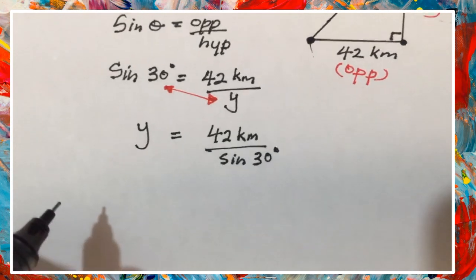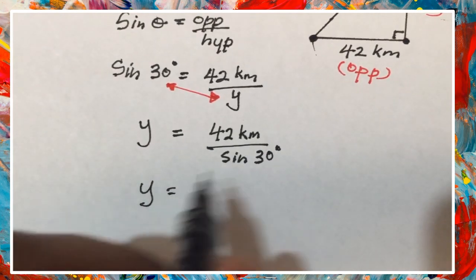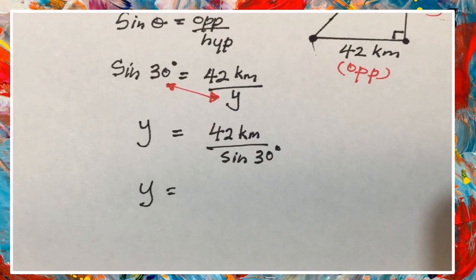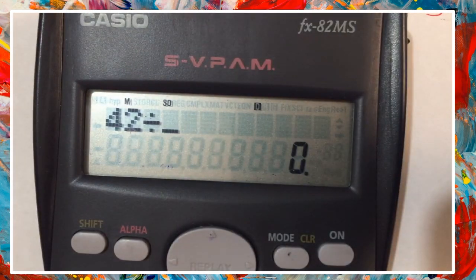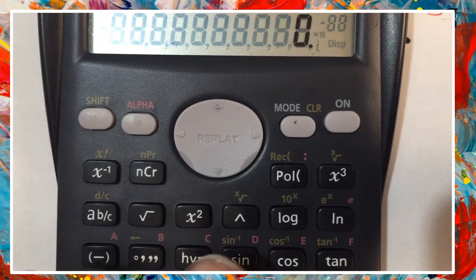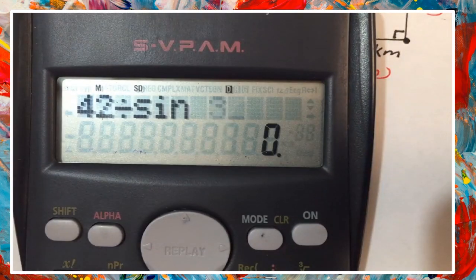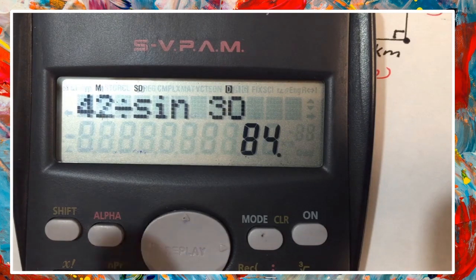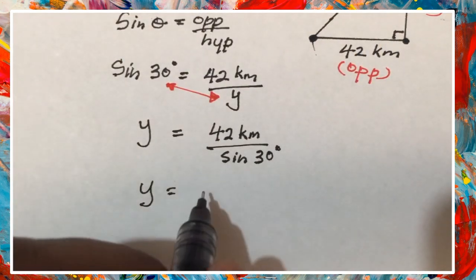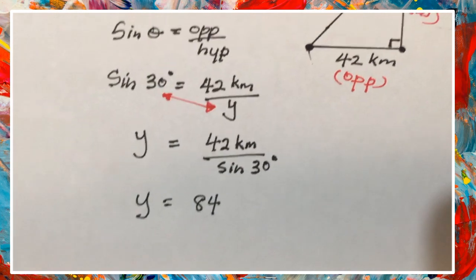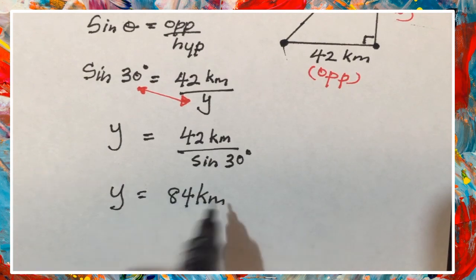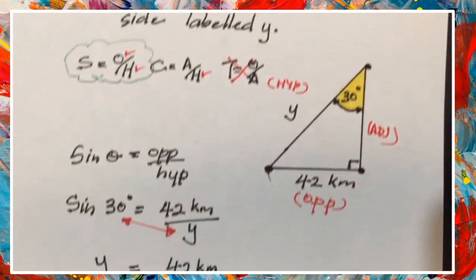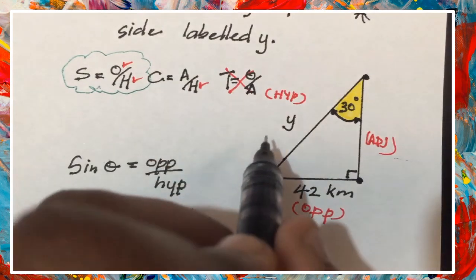Good. So y is going to be equal to whatever we get when we put that in the calculator. So let's go. 42 divided by sine 30. So the sine button here, sine, and we'll put in that 30. So we get 84. So y is equal to 84. And remember, y was a distance, so it would have to be kilometers. See? Simple. So the hypotenuse is 84 kilometers.